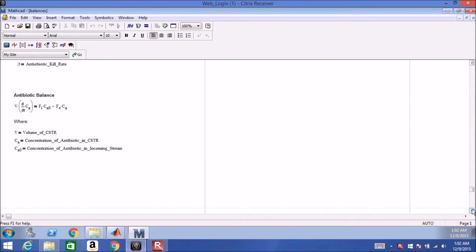Along with the bacteria balance, we have an antibiotic balance here. The left-hand side, again, is the accumulation of antibiotic in the CSTR. And then this one's simple. There's no reaction taking place. It's just how much antibiotic is coming in minus how much antibiotic is leaving.